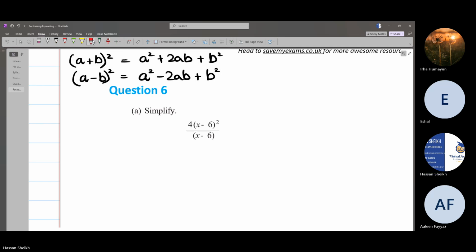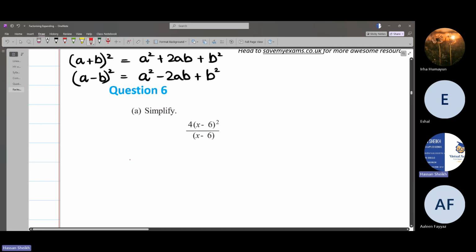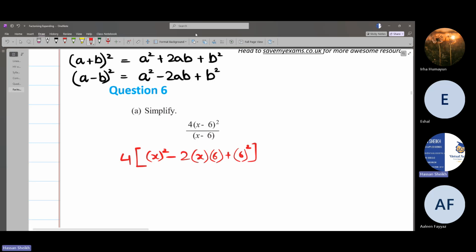Okay. Now let's expand the bracket. We have 4 outside the bracket, and then I'll write a bracket here, and I will write this formula. Do you agree that it is the a minus b whole square formula, which is a square minus 2ab, a is x here, b is 6, plus b square. Students, doubt?